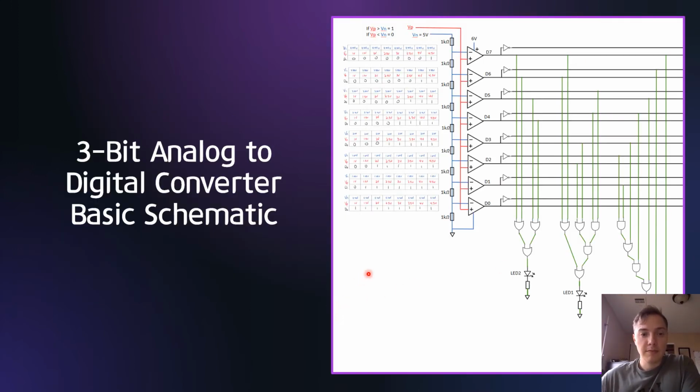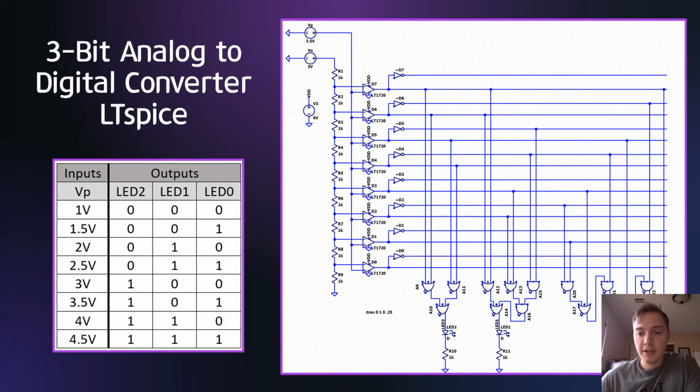So then I connected everything together in one large schematic, one basic schematic that shows the voltage divider, the comparators, and the encoding part, and connected everything together, and then transferred it over to LT Spice, exactly the same as how I have it here. So it all transferred over to LT Spice.